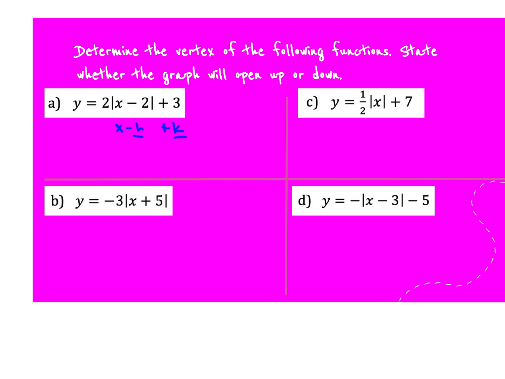Okay, so if I'm looking for the vertex, remember it goes x minus h plus k. So my vertex is h and k. So my vertex is going to be 2, 3. And because that is a positive number, it's going to open up. For letter B, there's nothing added out here. So this is like plus 0, and that's a positive 5. So h is negative 5 and k is 0. So it's going to be negative 5, 0. And because that's a negative, it's going to open down.